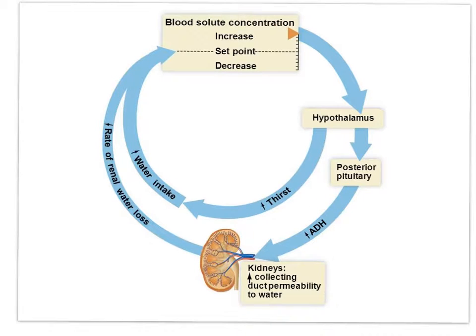If the blood solute concentration is high, water potential of the blood is low, the hypothalamus monitors that and increases your sense of thirst, and ADH is released from the posterior pituitary, targeting the collecting ducts of the kidney to decrease the rate of renal water loss so that more water is held in the blood, and increases the water intake from drinking. Now, both of these events bring the set point down, where there is a decrease in blood solute concentration that would result in an inhibition of ADH secretion and a lesser sensation of thirst.